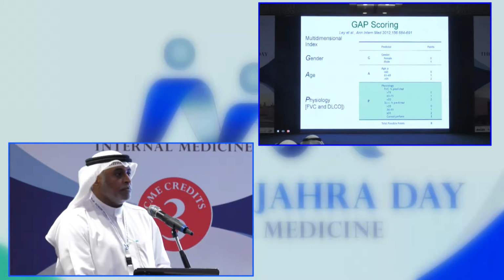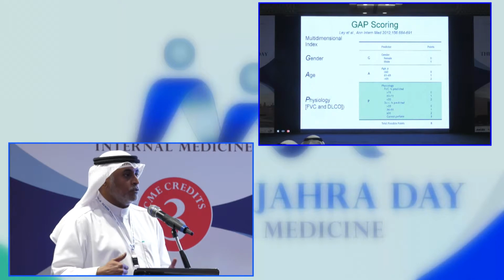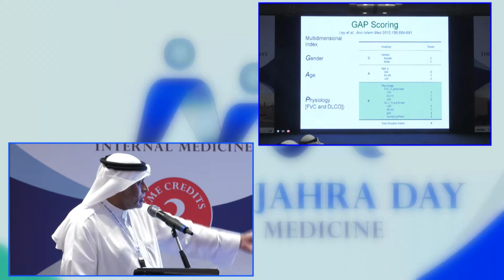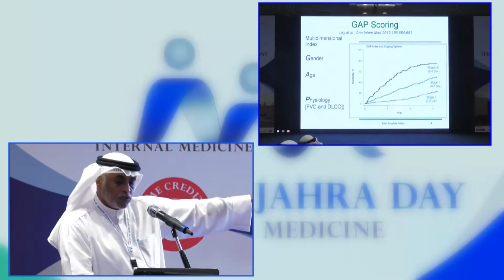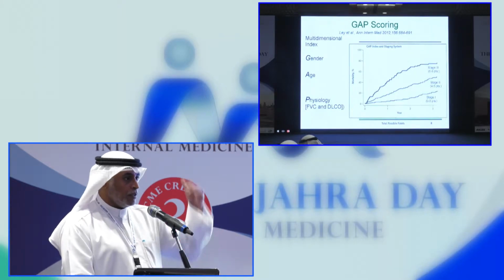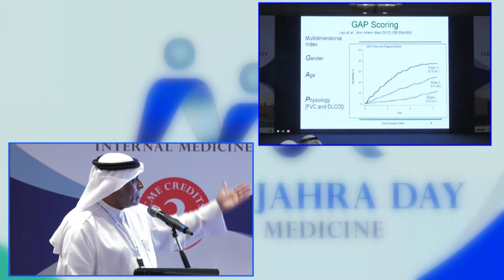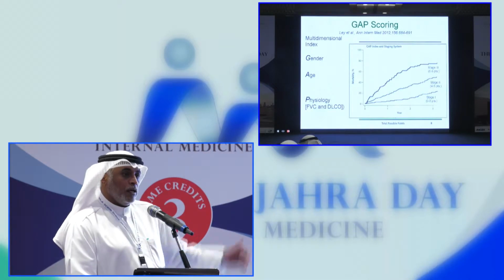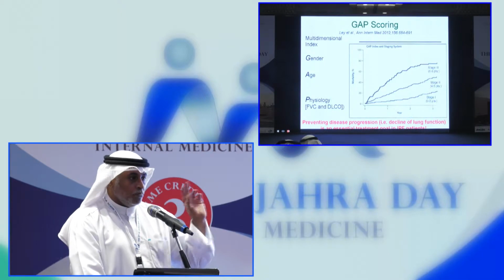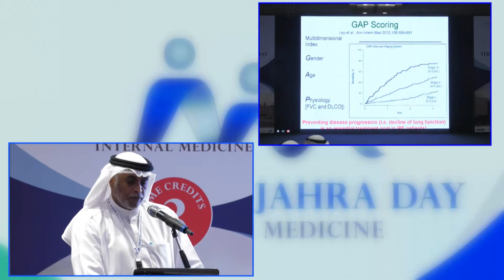The other objective measure that we use is the GAP score. The GAP score is a multidimensional score that combines gender, age and the physiology, forced vital capacity and DLCO, into a scoring system. The total is 8 points, and patients are graded into stage 1, 2, and 3. Stage 1 is the mildest, and stage 3 is the most severe. As you see, as the disease progresses and the score is higher, the mortality is higher. So these are the two main objective measures that should be used in the follow-up of patients with IPF.